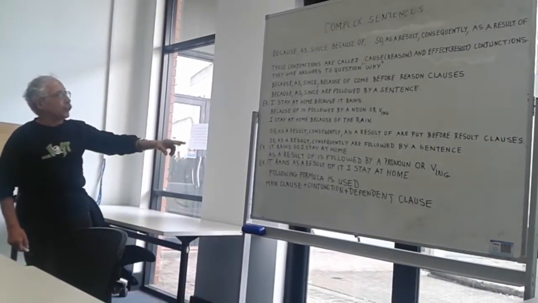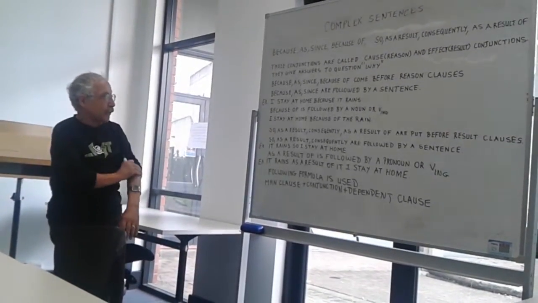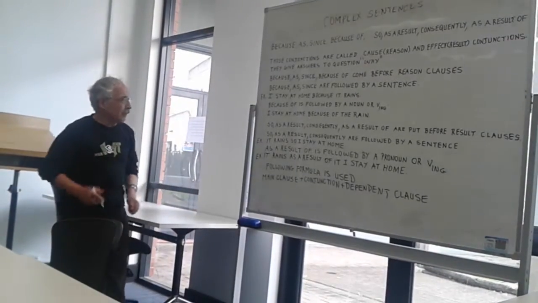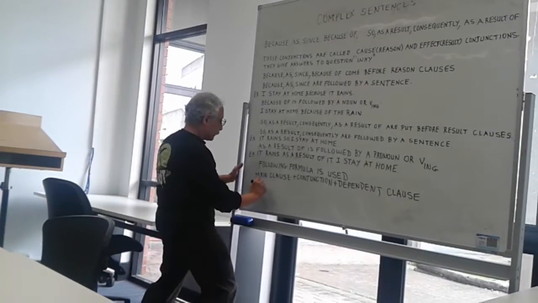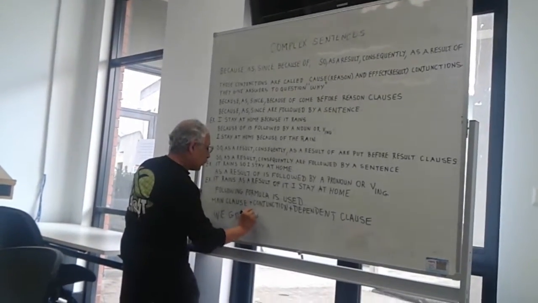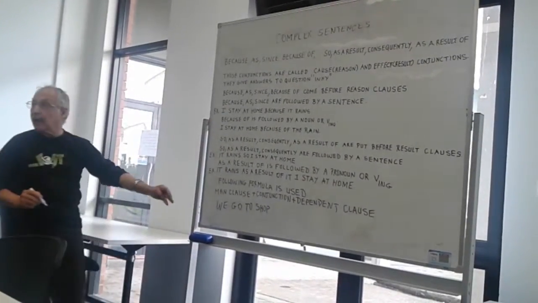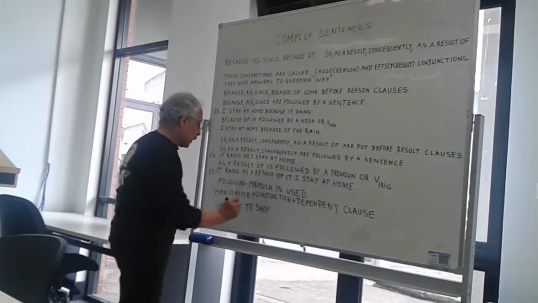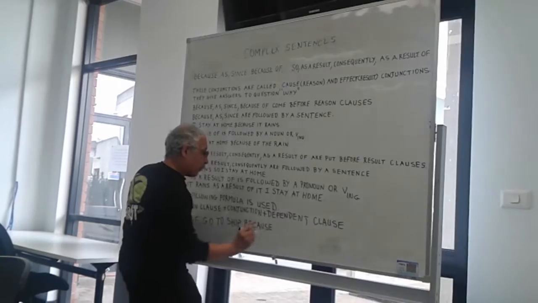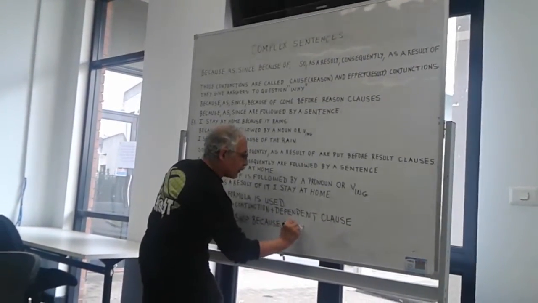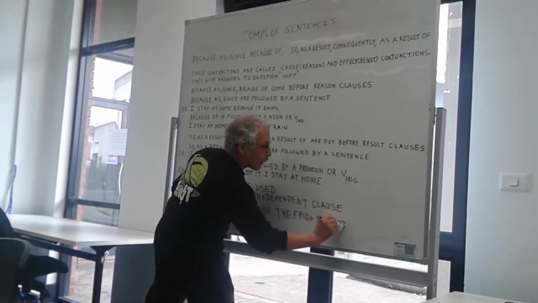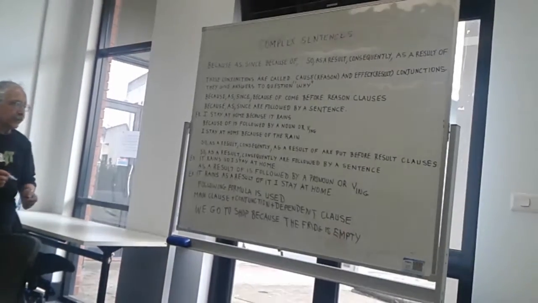The formula we are going to use is the same as the formula we used in the time conjunctions: main clause, conjunction, and dependent clause. We make an example. We go to shop. This is the main clause. We go to shop. Why? Because the fridge is empty. We go to shop because the fridge is empty.